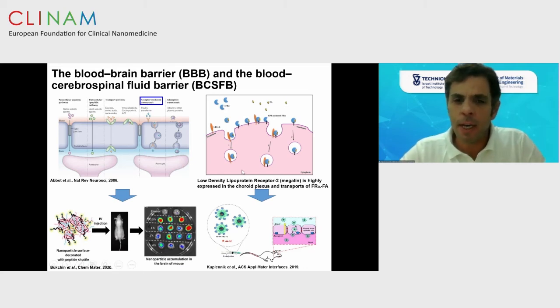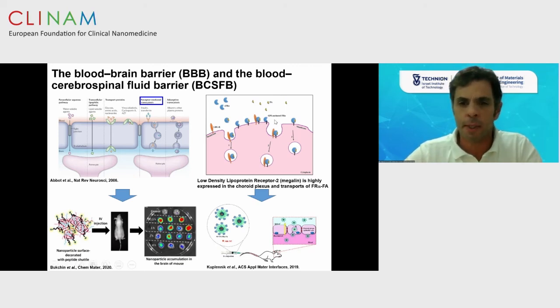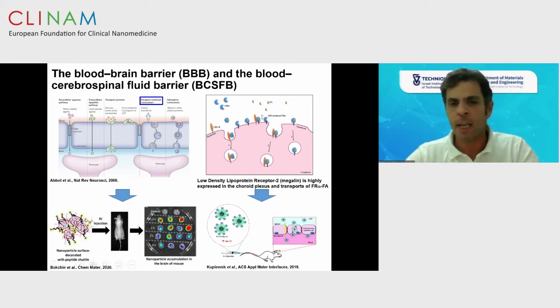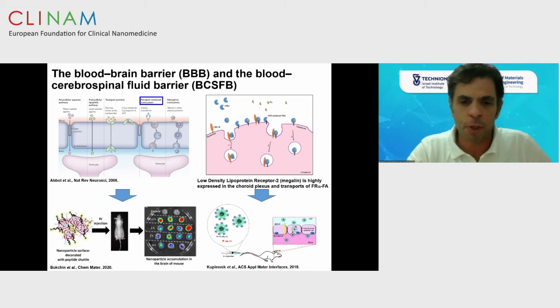We have also been looking at, for example, targeting nanoparticles, mainly polymeric, to the choroid plexus epithelium by using the same concept. But in this case, we need to look at the receptors that are overexpressed in this specific epithelium. I will not talk about this approach in this presentation due to time constraints.